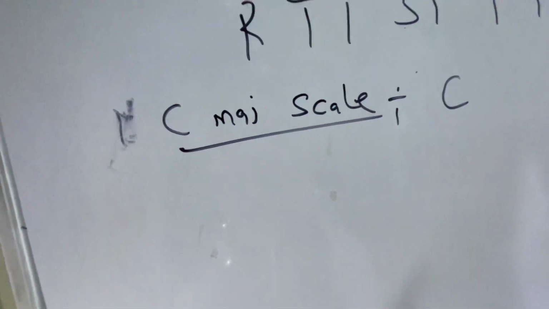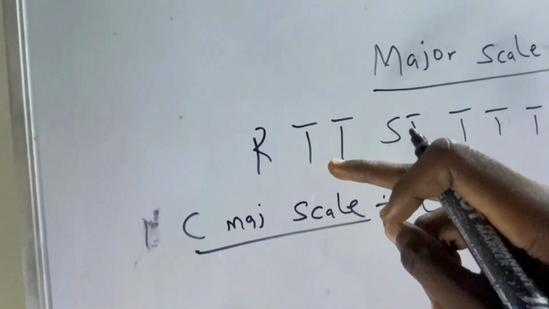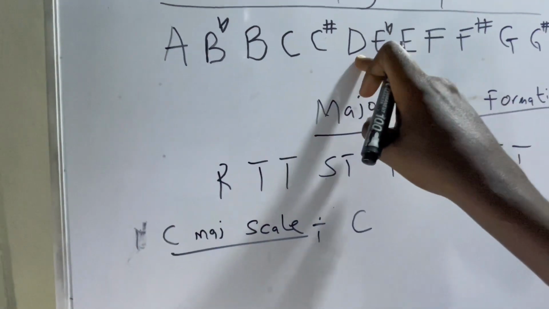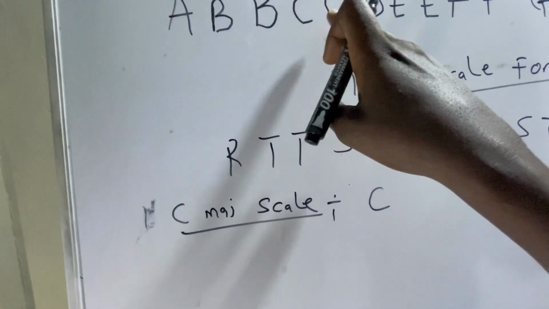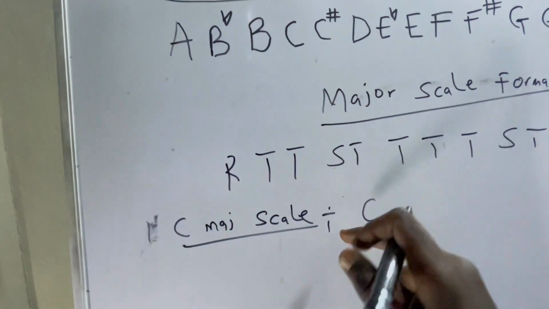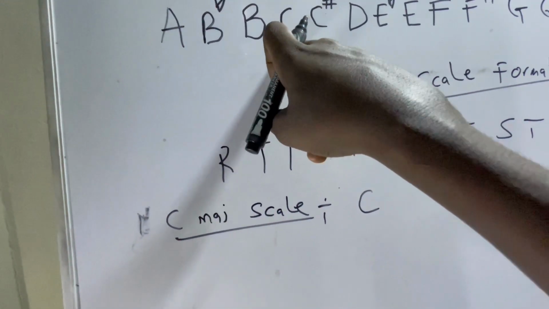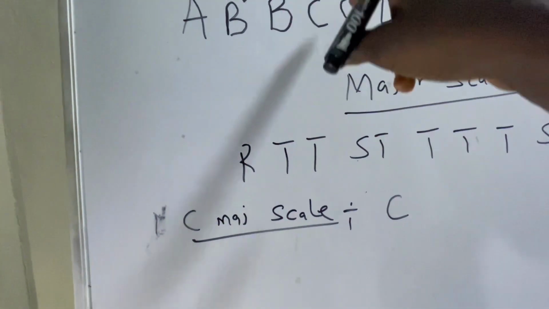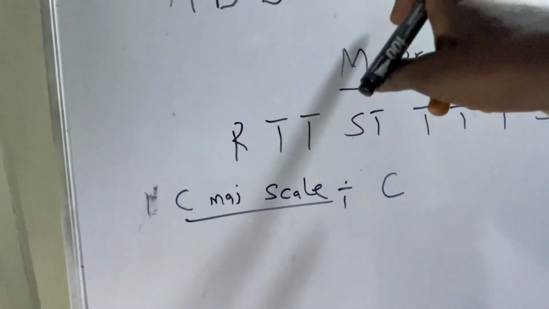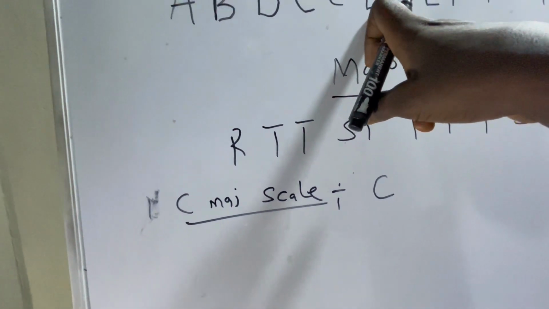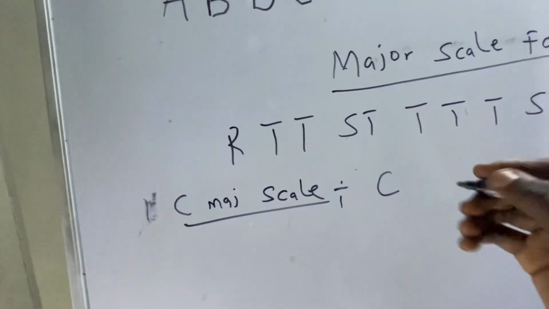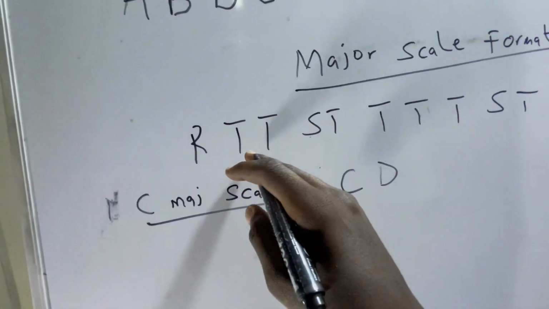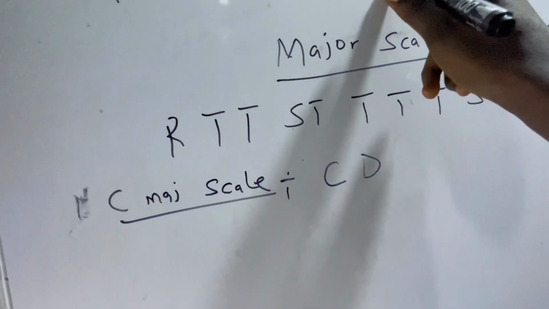So from C, the formula says tone. A tone means you are moving one step ahead. You leave one key in between and move to the next key. That makes a tone. So from C, the tone is D. From D, another tone is E.